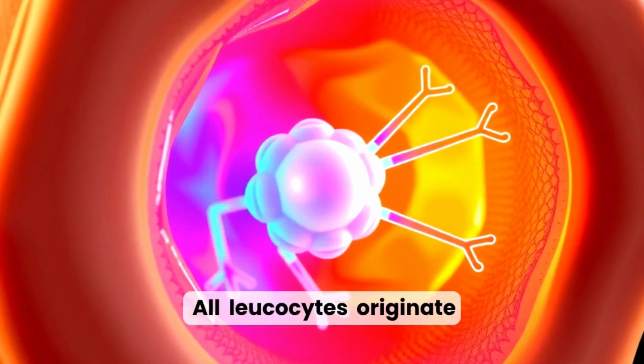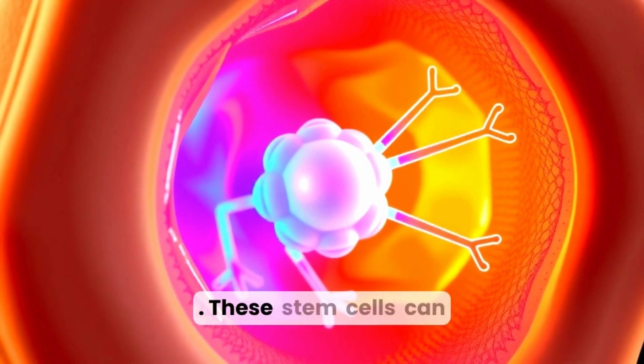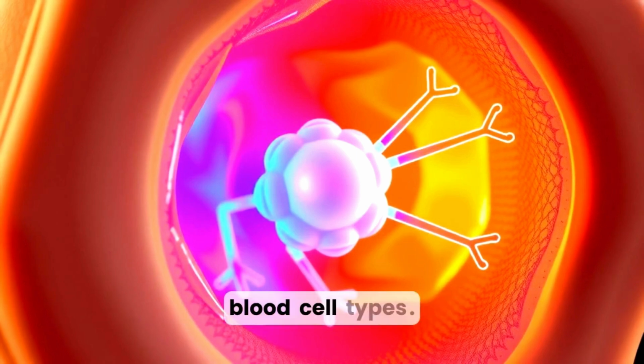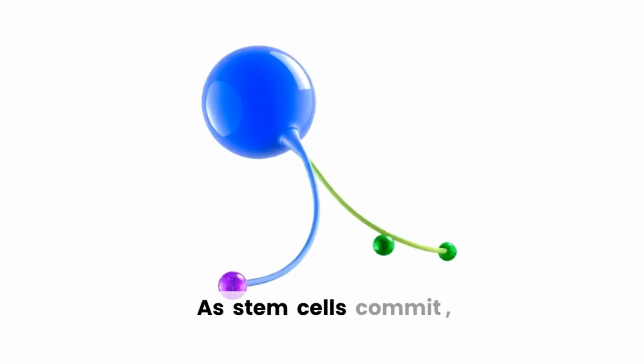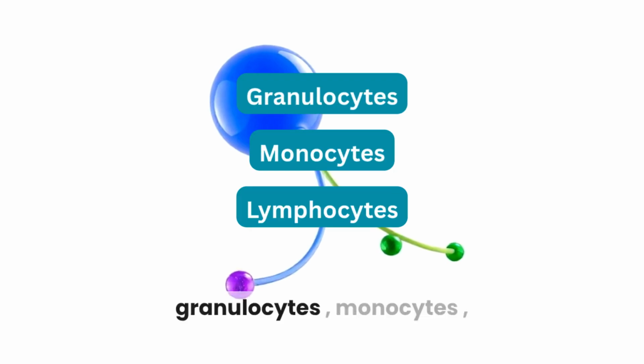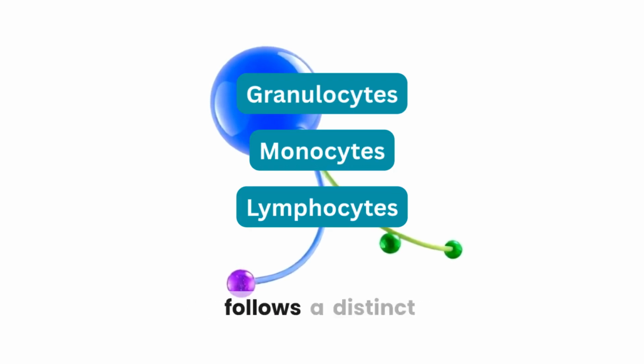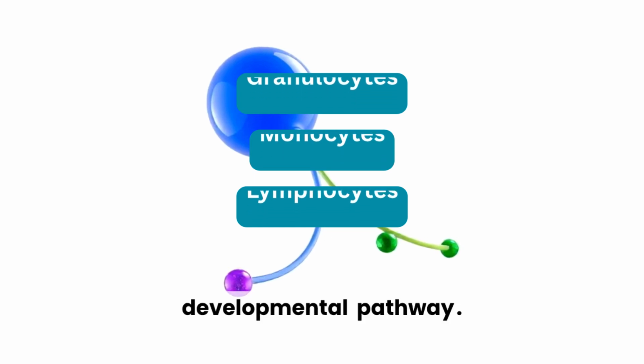All leukocytes originate from multipotent hematopoietic stem cells located in bone marrow. These stem cells can become many different blood cell types. As stem cells commit, they produce three major leukocyte groups: granulocytes, monocytes, and lymphocytes. Each follows a distinct developmental pathway.